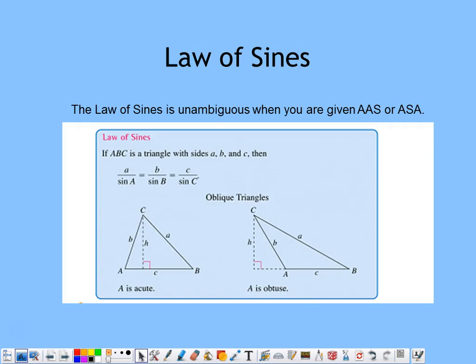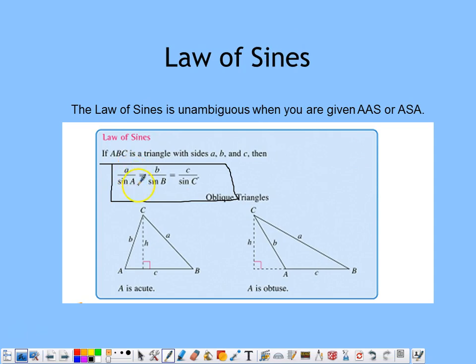Okay, the law of sines. Go ahead if you're going to write this down. This is the law of sines. If you have angle, angle, side, or angle, side, angle, it is unambiguous, which means you're definitely only going to have one answer, only one way that a triangle could be formed. By the way, the law of sines is on your formula sheet, under your trig section. So if you have either angle, angle, side, or angle, side, angle, you will find that these ratios hold.